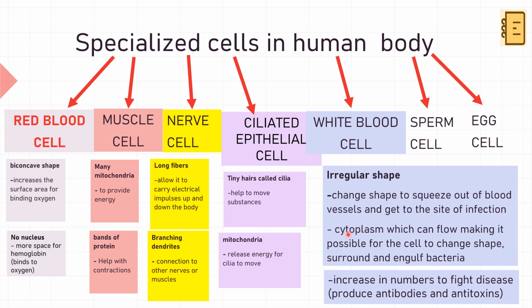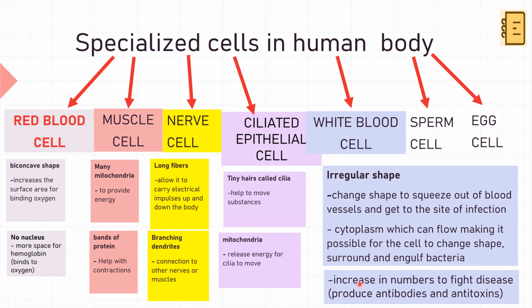Then they also have cytoplasm, which can flow, making it possible for the cell to change shape, surround and engulf bacteria, which basically means they can change their shape. Why do they need to change the shape? So that they can take in the bacteria, let's say, which is causing harm to the body, inside of their cell.